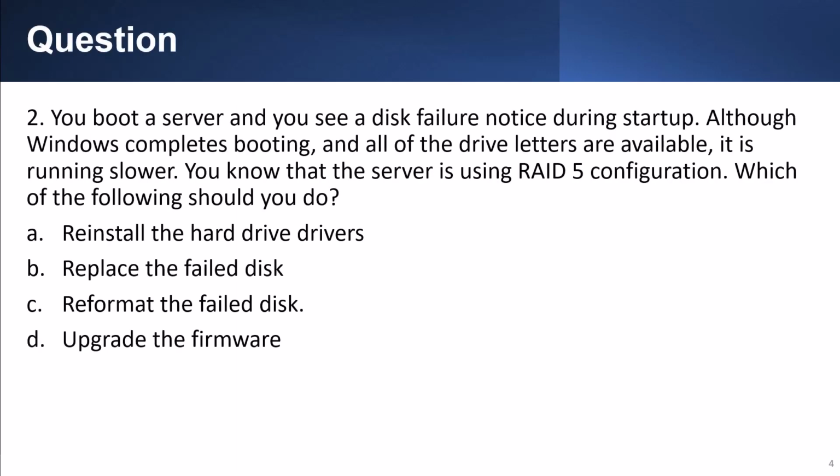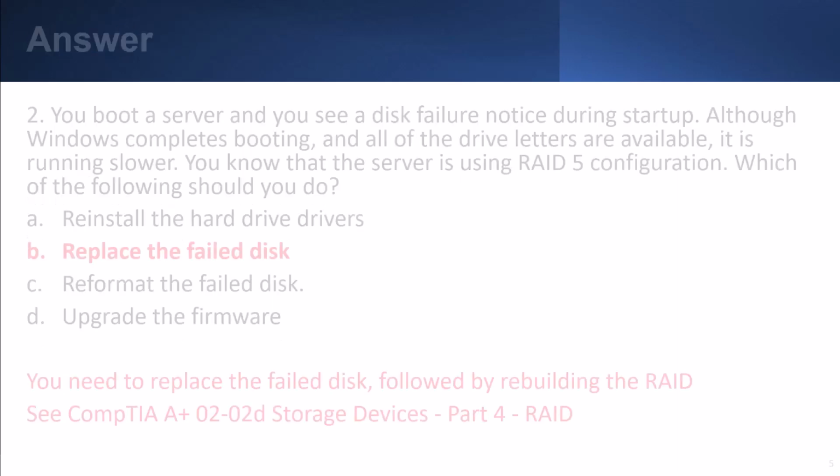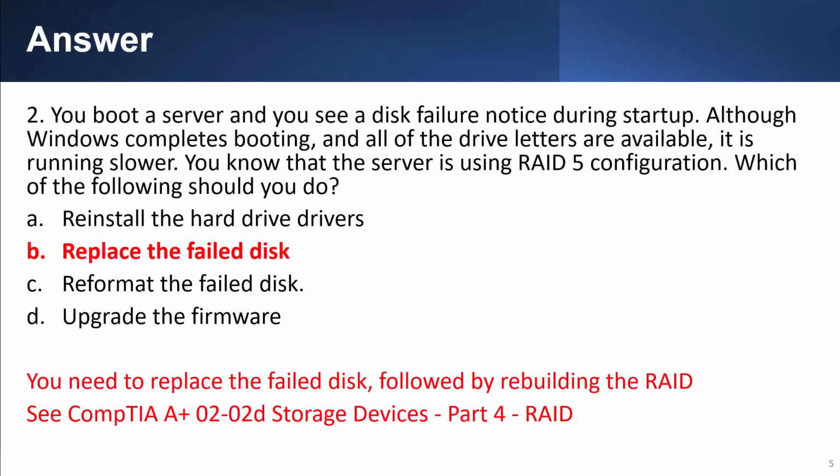Question 2. You boot a server and you see a disk failure notice during startup. Although Windows completes booting and all your drive letters are available, it is running slower. You know that the server is using RAID 5 configuration. Which of the following should you do? Answer: replace the failed disk. You need to replace the failed disk followed by rebuilding the RAID.